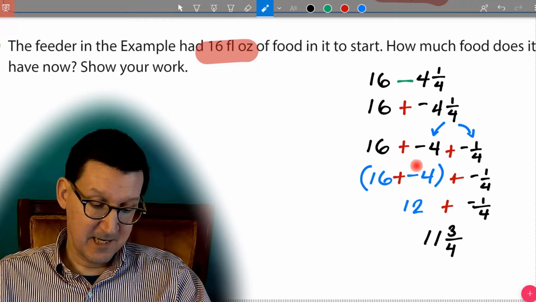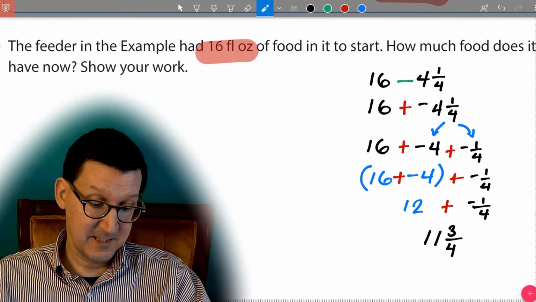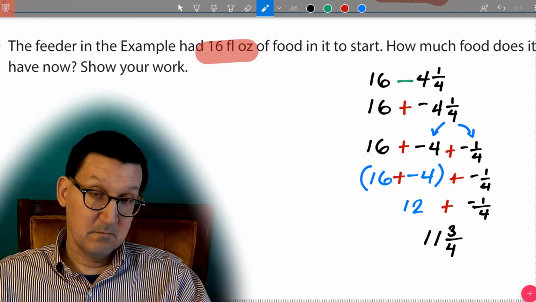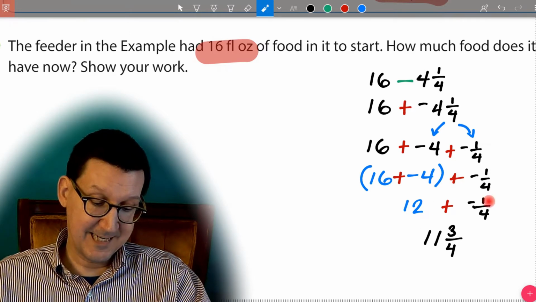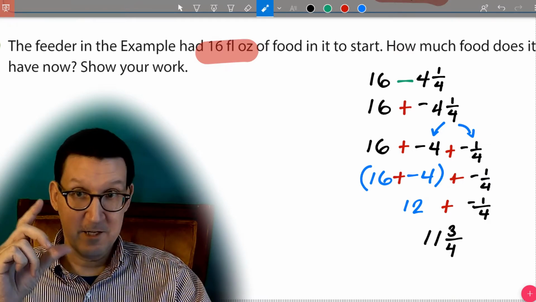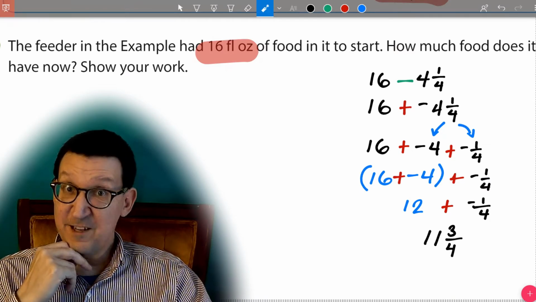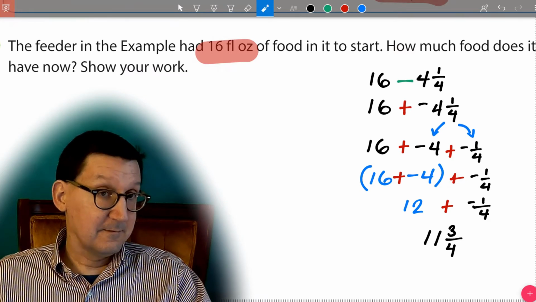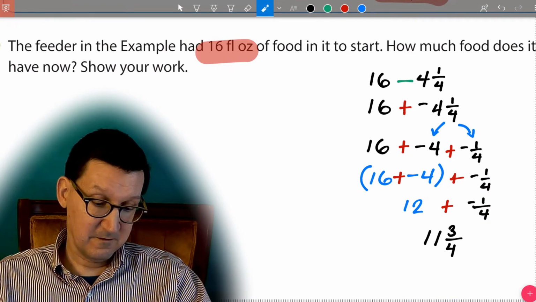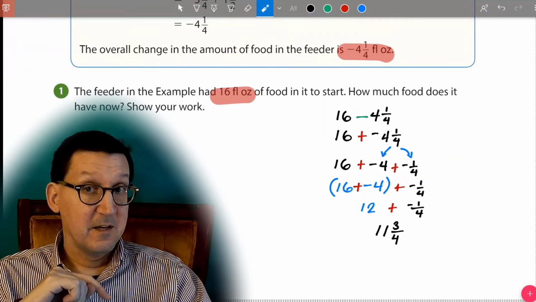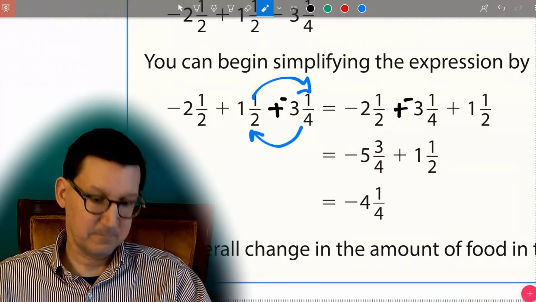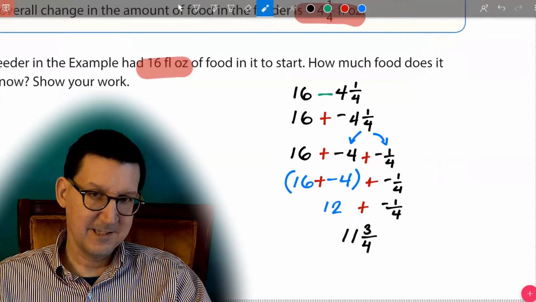So 16 plus a negative 4 is 12, right? Because 16 minus 4 is 12. And then I just bring down that negative 1/4. Well, what is 12 plus negative 1/4? That's like 12 minus 1/4, right? If you got 12 and you take 1/4 away from it, you're left with 11 3/4. And that is the answer to that question. You have 11 3/4 fluid ounces now if you started at 16 fluid ounces and all that stuff happened to it. What you end up with is 11 3/4.